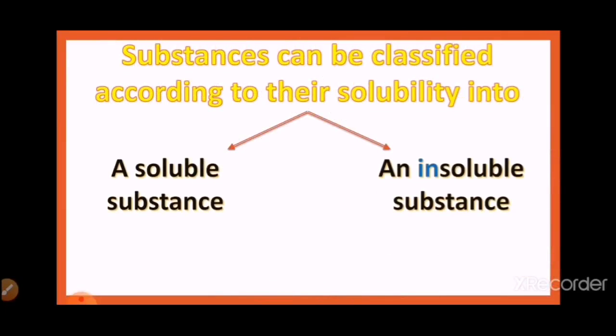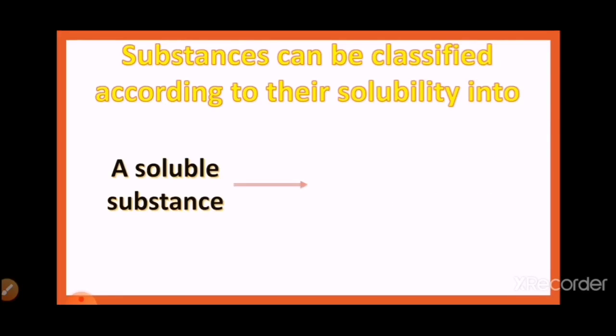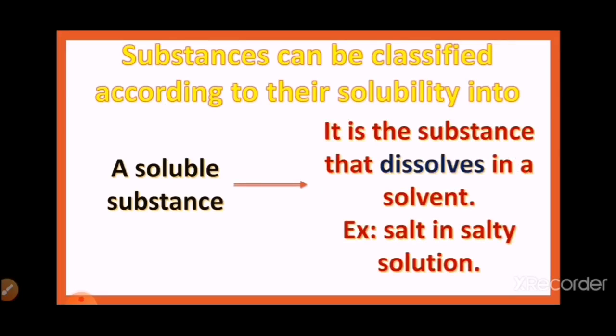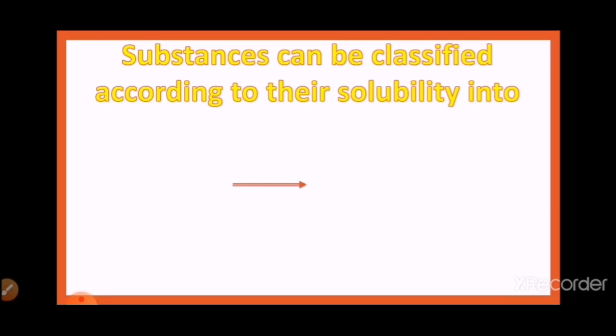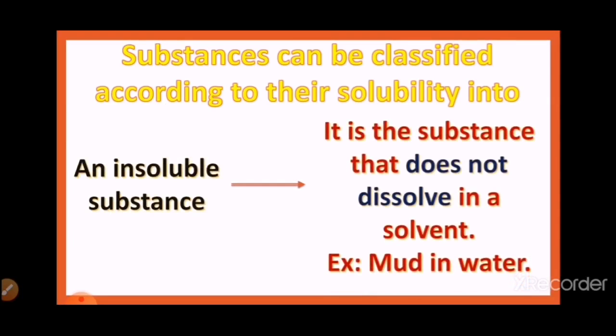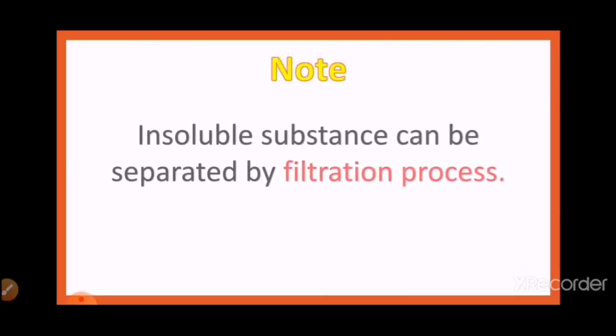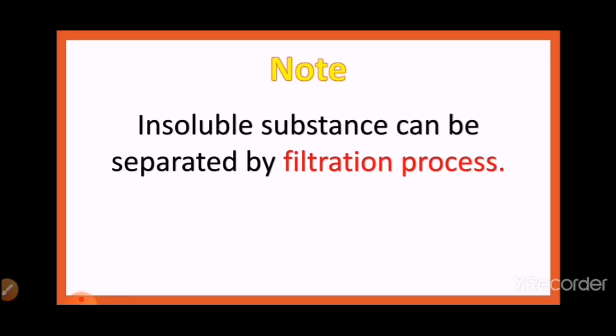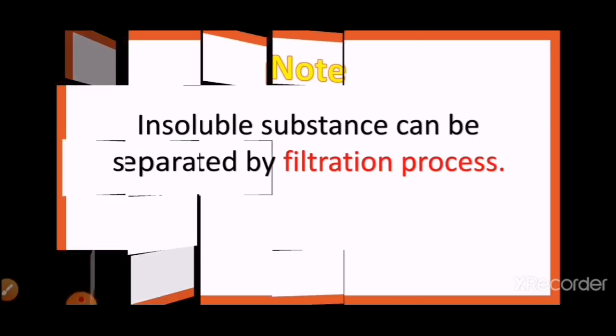Substances can be classified according to their solubility into a soluble substance and insoluble substance. So what is a soluble substance? It's a substance that dissolves in a solvent, for example, salt in salty solution. What is an insoluble substance? It's a substance that doesn't dissolve in solvent, for example, mud in water. Here is a note. Note that insoluble substance can be separated by filtration process.